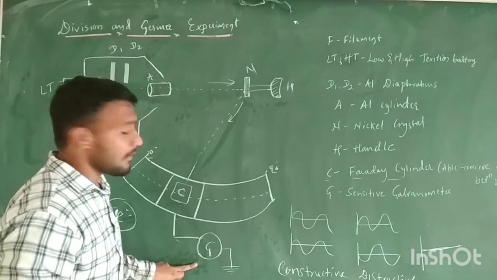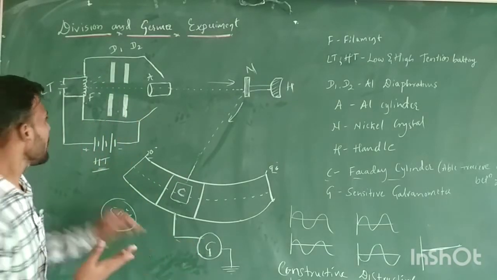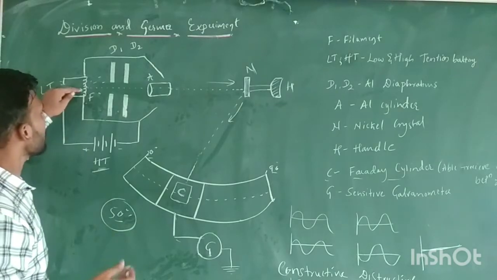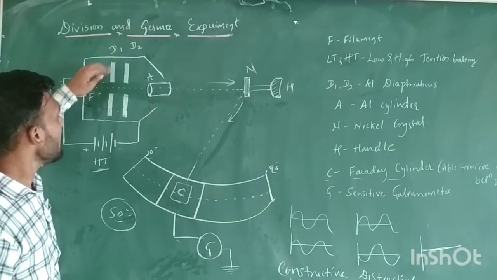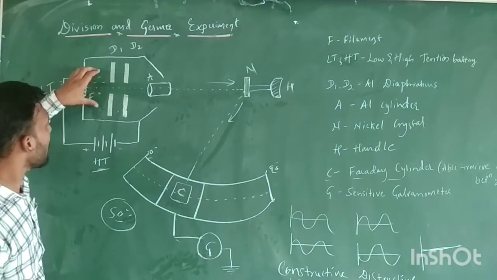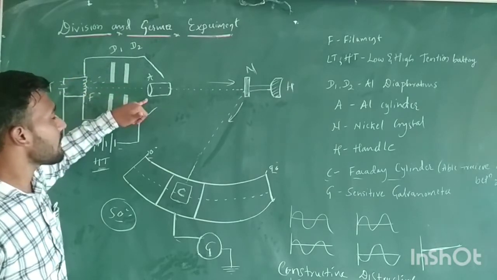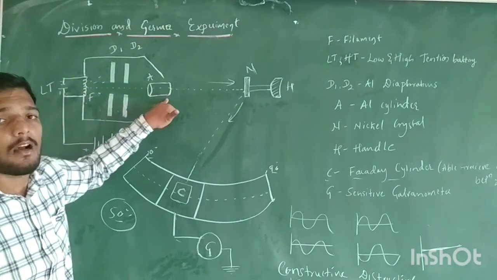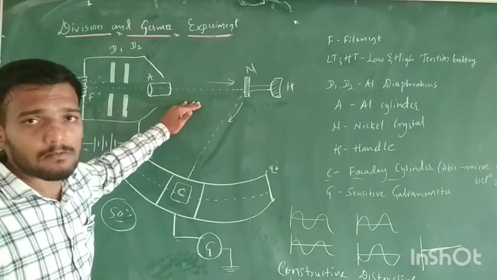So this is the experimental construction. The working is as follows: the filament produces the electron beam, which passes through the diaphragms D1 and D2. The extra electrons are restricted here, and after passing through, the aluminum cylinder helps to accelerate the electron beam.